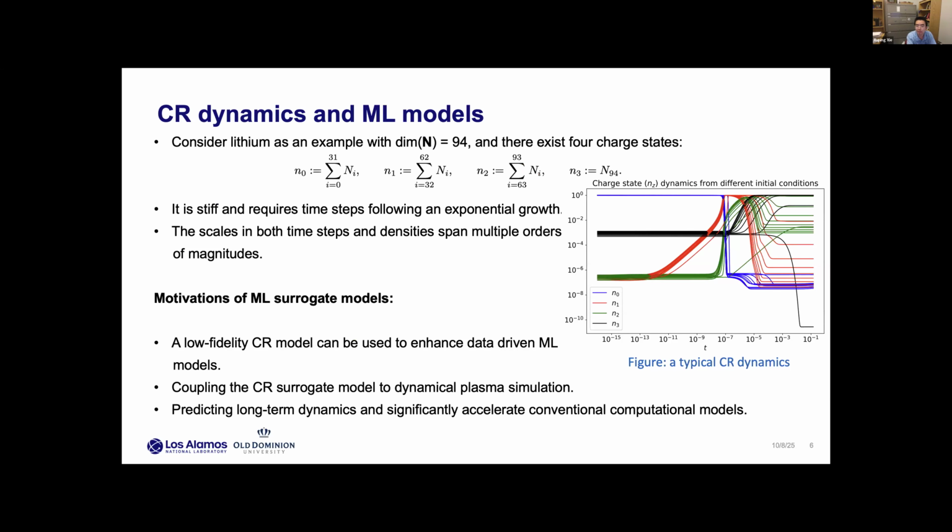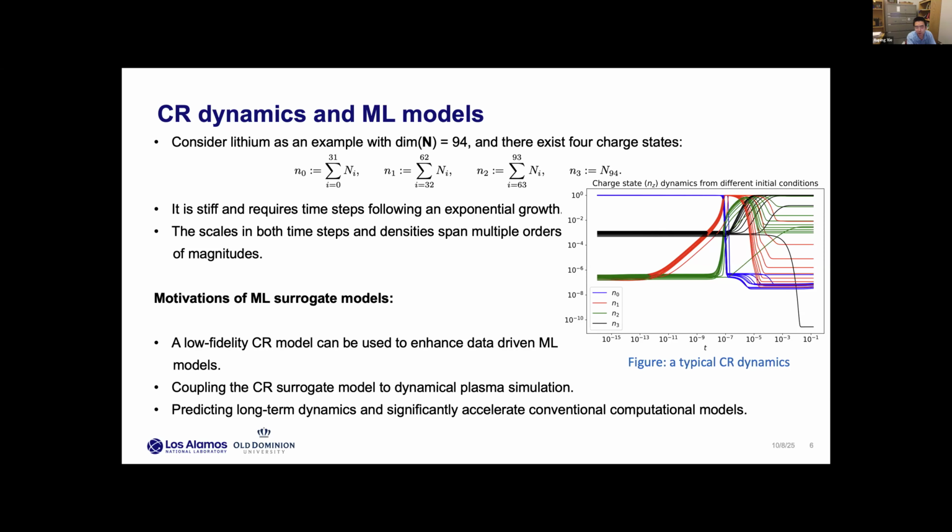This figure presents a typical CR dynamics solution for one species, lithium. The overall dimension is 94, and we have 4 charge states. As you can see from the solution, it is stiff and requires time steps following an exponential growth. If you look at the time scale, it's very small, and especially there's a fast transition of all the states, happening around 10⁻⁷. The scales in both time steps and densities span multiple orders of magnitude.